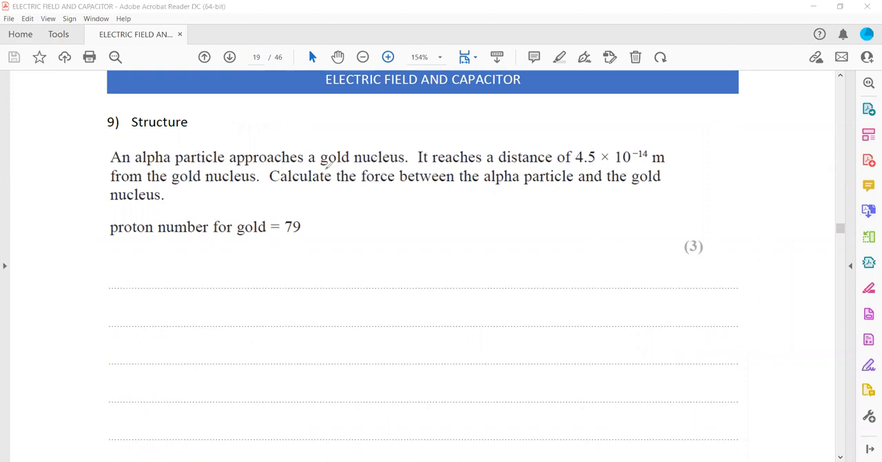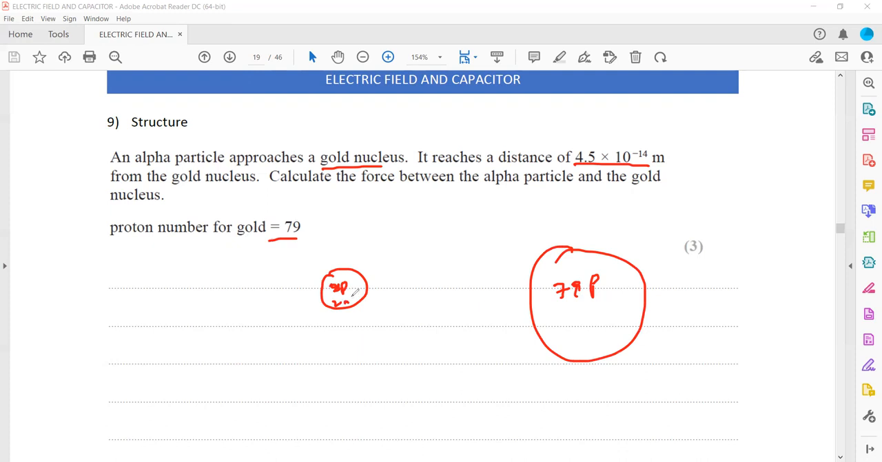An alpha particle approaches a gold nucleus. It reaches a distance of 4.5 into 10 power minus 14 meter from a gold nucleus. So we have to calculate the force. There's a gold nucleus which contains 79 protons. Neutrons do not contribute here to electrostatic repulsion or attraction, as a neutron is a neutral particle. And there's an alpha particle which has 2 protons and 2 neutrons. So what is the total charge?